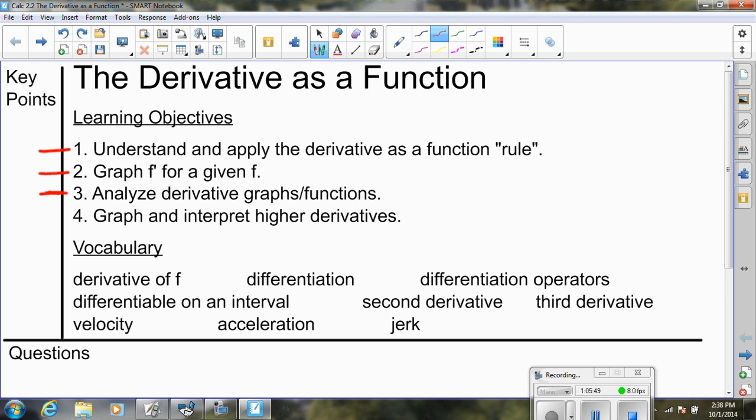But we also looked at interpreting and graphing some of the higher order derivatives for the second, third derivative as well. With those four learning objectives met, you should be able to demonstrate your understanding.